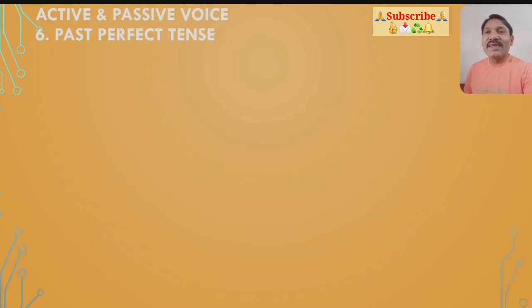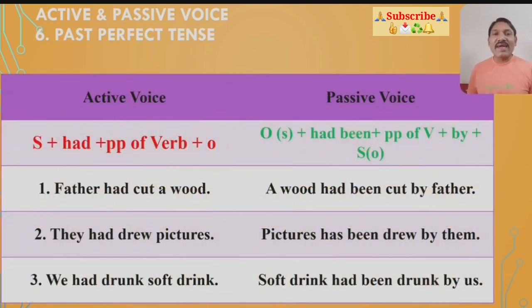Now the next one, that is past perfect tense. Let's have the structure of the sentence in active voice and passive voice. Subject plus, it is past perfect. Now in past perfect, we will use had as the auxiliary verb. Subject plus had plus past participle of the verb plus object.